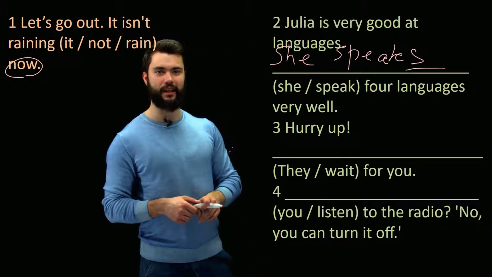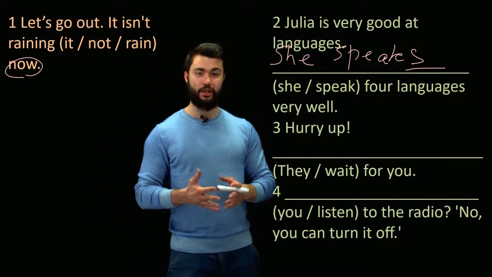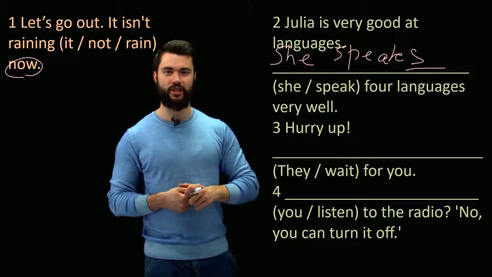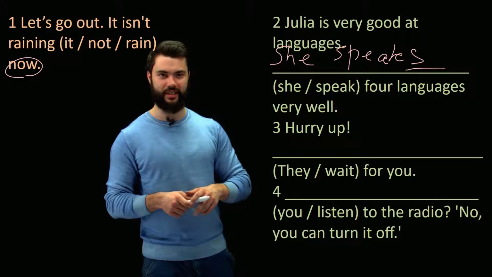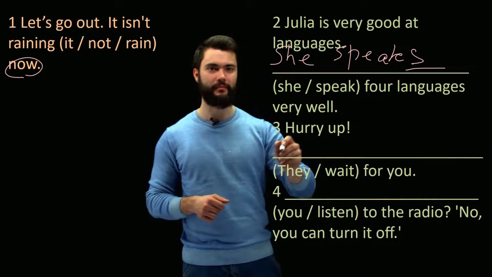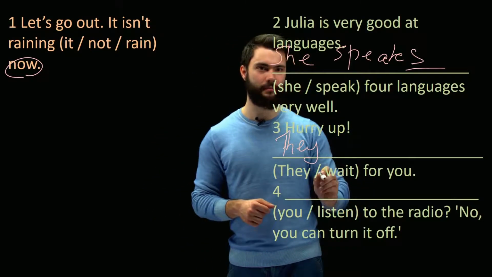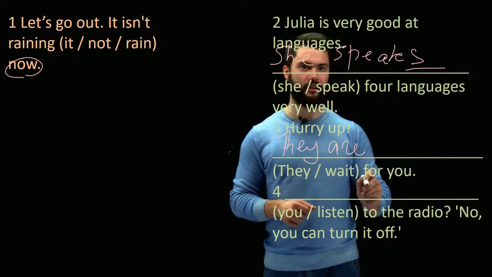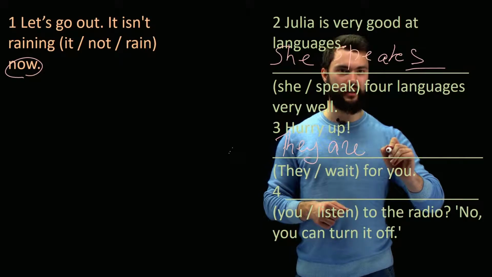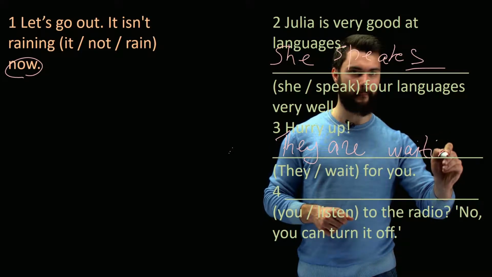Let's take a closer look at example number 3. Hurry up, they wait for you. So we understand that the situation is happening at the moment of speech, and we should use the present continuous tense. We use the subject they, then we use the form of the verb to be, they are, and the verb with the ing. They are waiting.